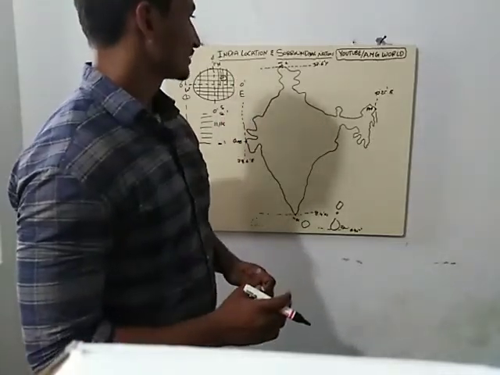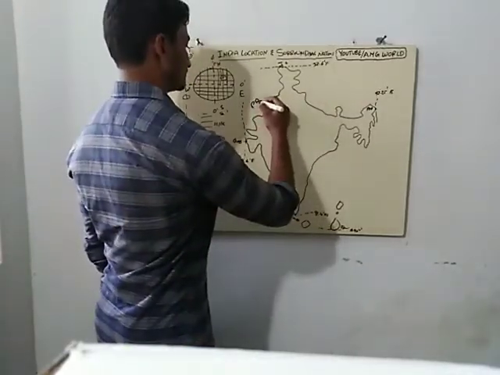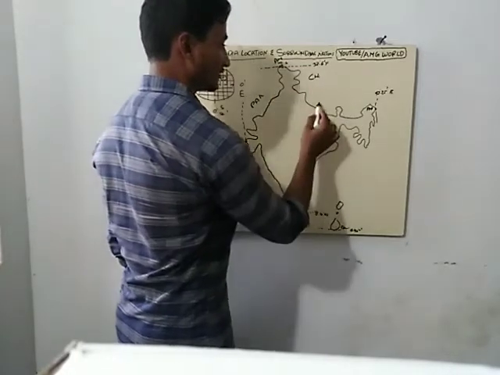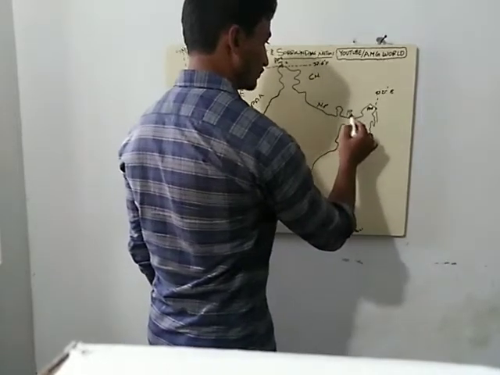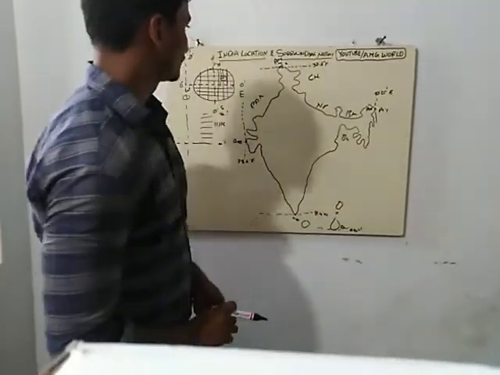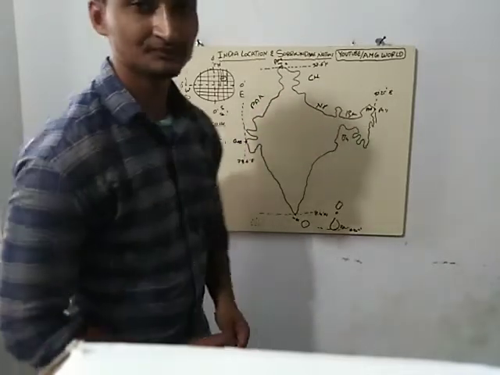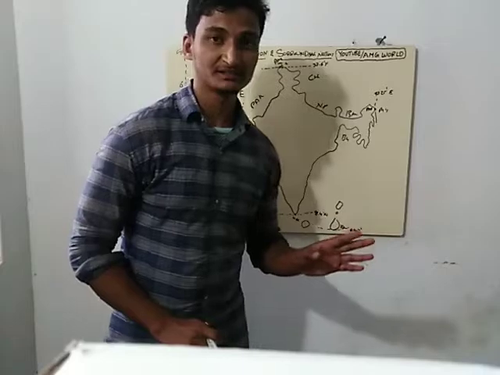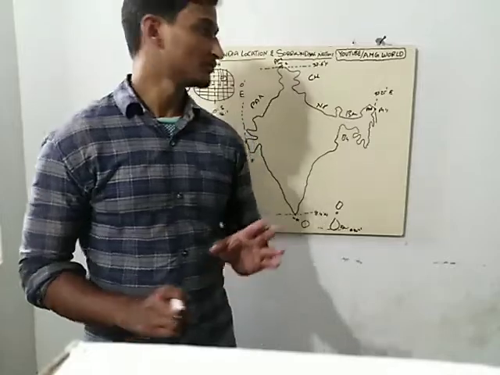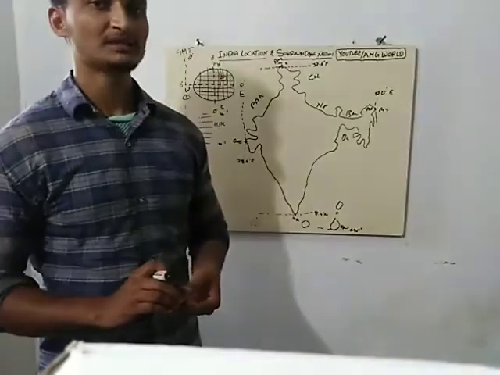And let's see the countries surrounding India. Here we have Pakistan, Afghanistan, China, Nepal, Bhutan, Myanmar, Bangladesh. So there are 7 countries. We have 7 neighboring countries. Actually, the point is which state has a border with which country. So it's important to know that.